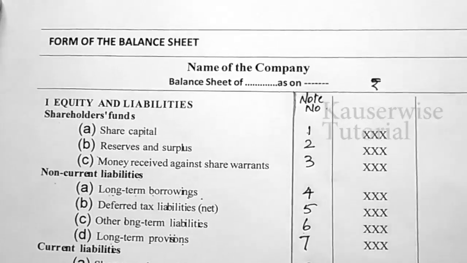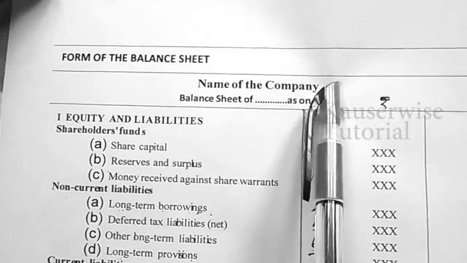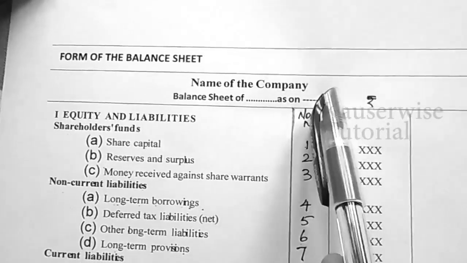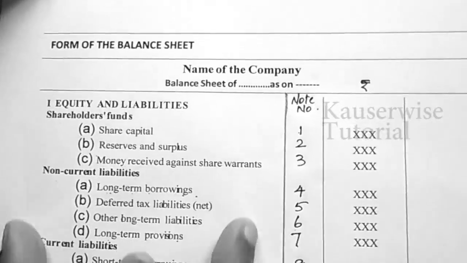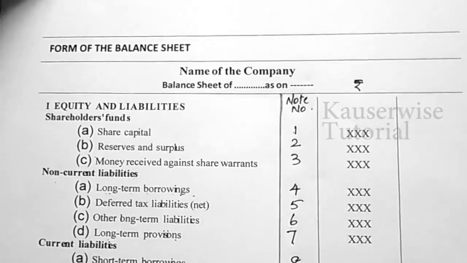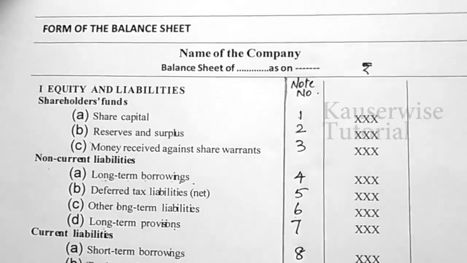Let us see the balance sheet revised schedule. In the balance sheet you need to write the name of the company, balance sheet of the name of the company as on 31st March every year. And here you need to write the contents of the balance sheet, and here you need to write the working note number, and here you need to write the net amount of each and every content of balance sheet item.